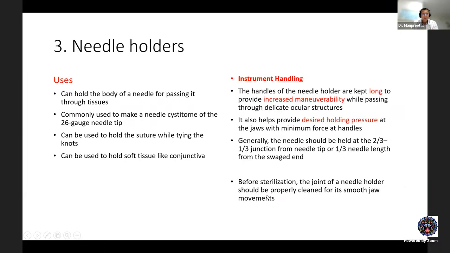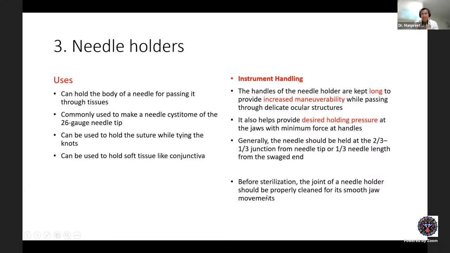Uses: you can hold the body of a needle for passing it through tissues. That's what we do. Commonly used to make a needle cystitome, like before doing capsular access. I used to make a cystitome with a needle holder only, a cystitome of a 26 gauge needle tip. It can be used to hold suture, like one where we use the suture tying forceps and the other we use the needle holder only. And it can be used to hold soft tissues like conjunctiva, to move them a little here and there.